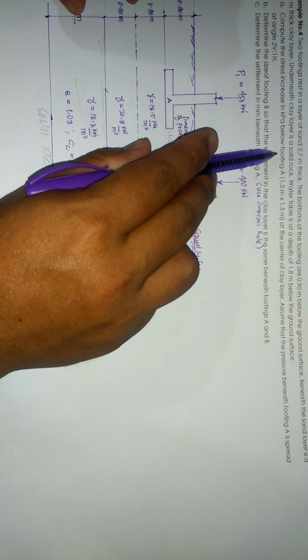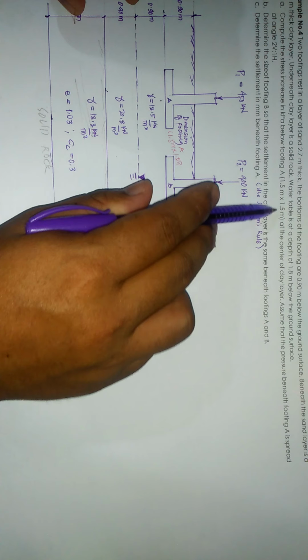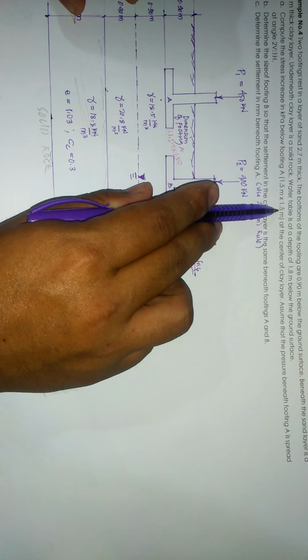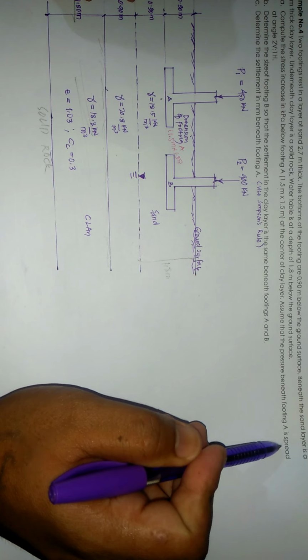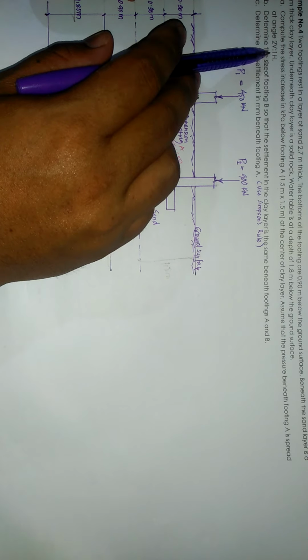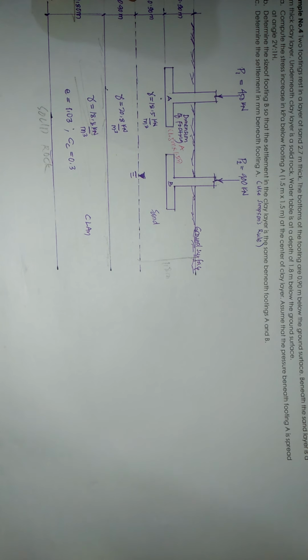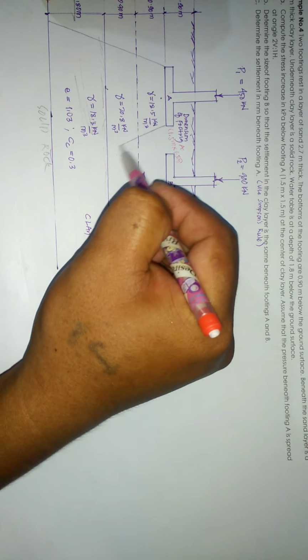The question would be, compute the stress increase in kilopascal below footing A, which is 1.5 meters by 1.5 meters in dimension, at the center of the clay layer. Center of the clay layer means the mid-height of your clay layer. And assume that the pressure beneath footing A is spread at an angle of 2 vertical to 1 horizontal. So it will be spread at 2 vertical and 1 horizontal. Our main concern is the center of your clay layer.